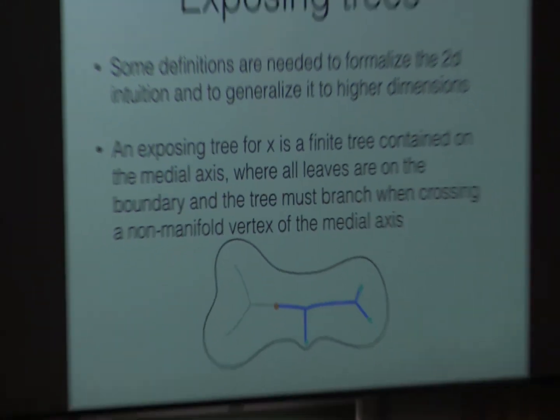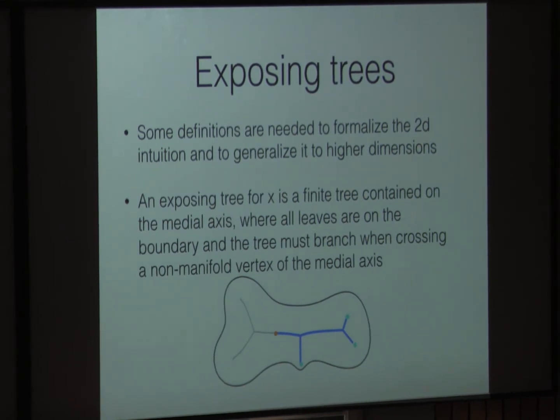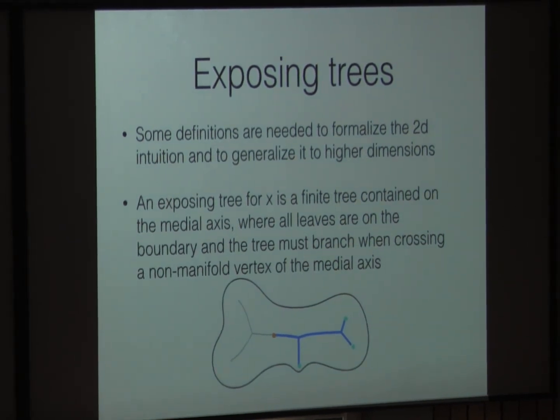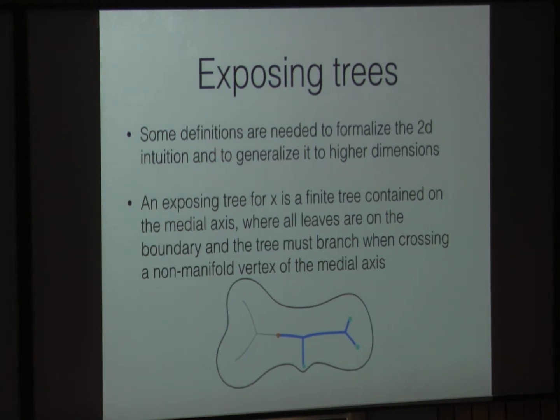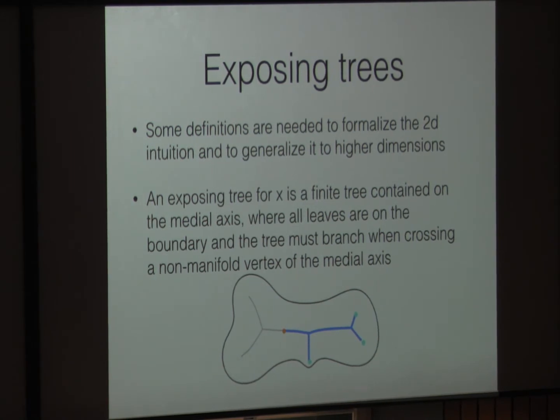Okay, so I'll formalize exposing here in a moment. Here we go, formalize. And this is really important. This is very important when we get to 3D, which is not for a little while yet. So an exposing tree is a rooted tree at some point where all the leaves have to be on the boundary of the medial axis, and each tree has to branch when it crosses. So you can think of this as sort of the natural generalization of a path here. Anytime I cross a junction, you have to go both ways. Okay? So you see an example there.